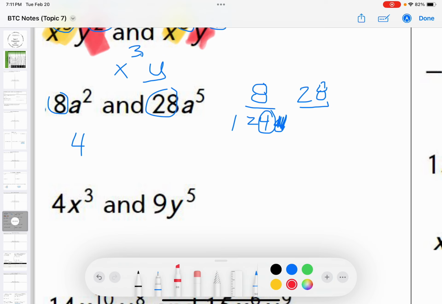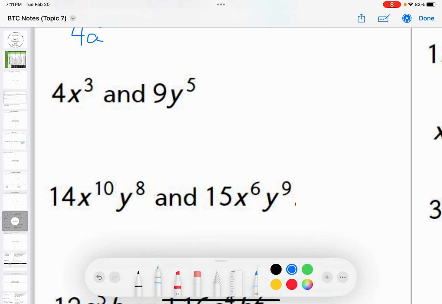Now, as far as the variables, once again, I've got a's and I have them in both. So I can factor out an a, and I'm taking a to the second because while I have a to the second and a to the 5th, the a to the second is the smaller of the two.